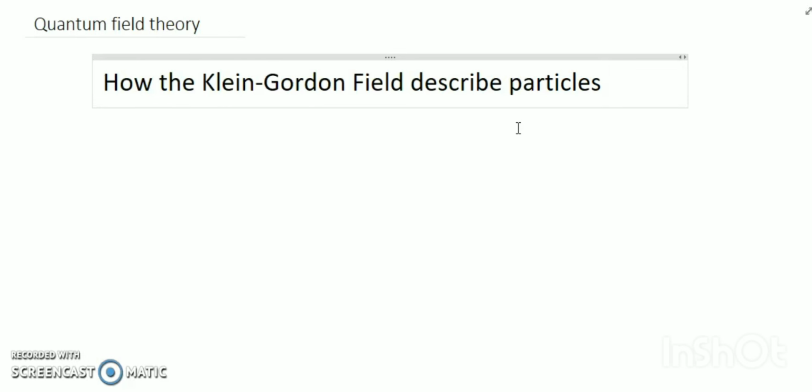So we have been talking about the KGF, meaning the Klein-Gordon field, for a while now. We have mentioned that it is its excitations that end up producing particles, but we have not really gone into the details. Here I have written down some expressions.